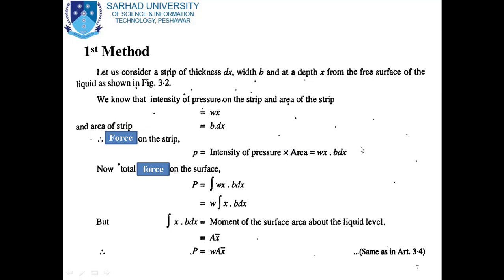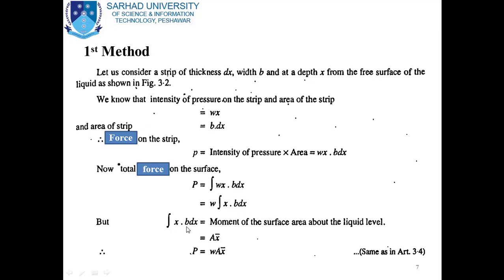This is the total force on one strip, and this is the total force on the surface. So omega is constant since the unit weight of the liquid is constant. So take out omega outside of the integral and we get integral x b dx.